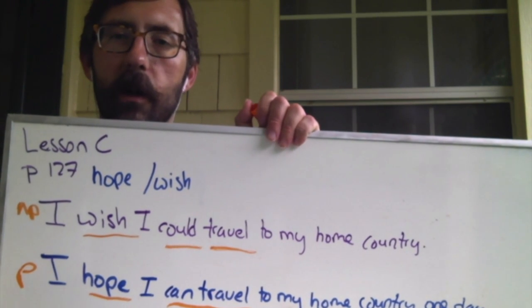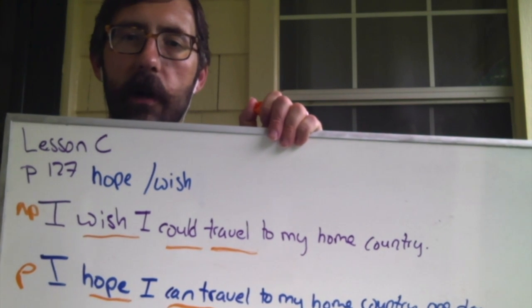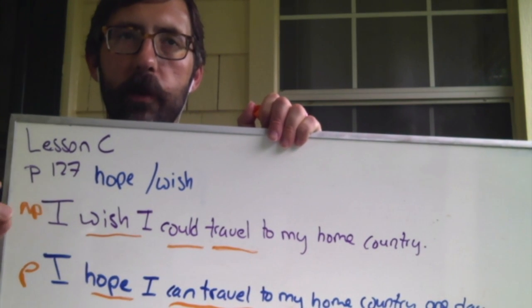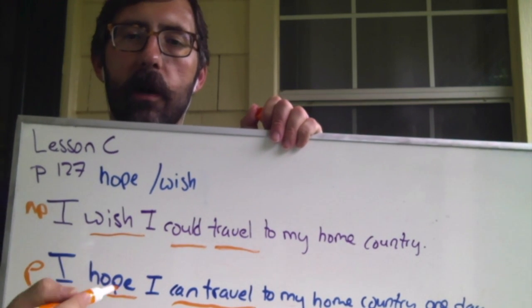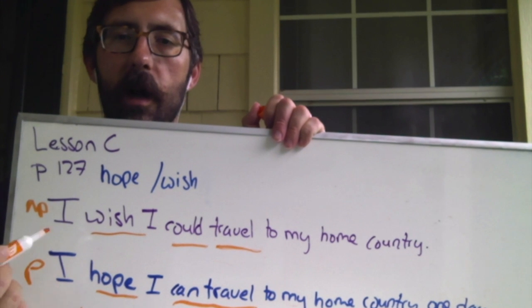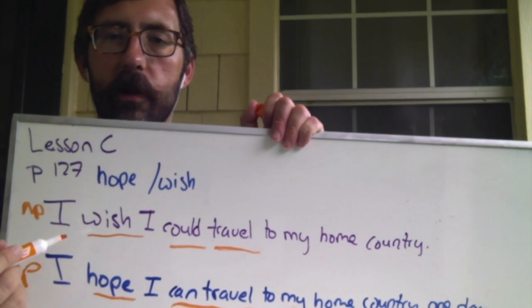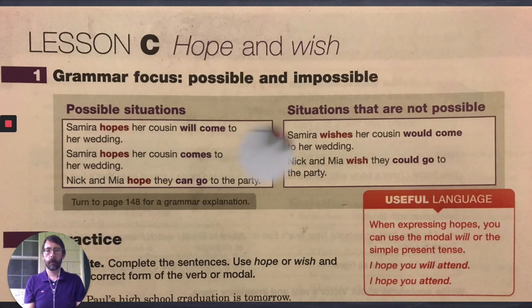Okay, let's look in our books on page 126 real quickly so that we can review and just see real quickly the different ways we can write hope and the different ways we can write wish. Okay, so let's turn together up to page 126. Here on page 126, you can see two examples of how to write sentences using hope for possible situations, and how to write sentences using wish for situations that are not possible.